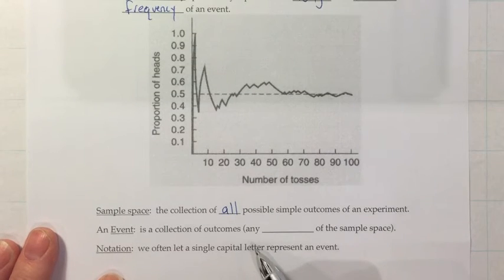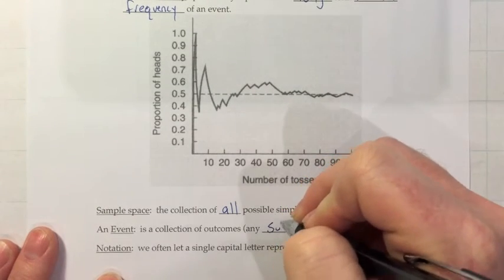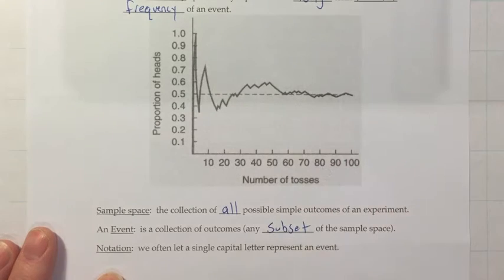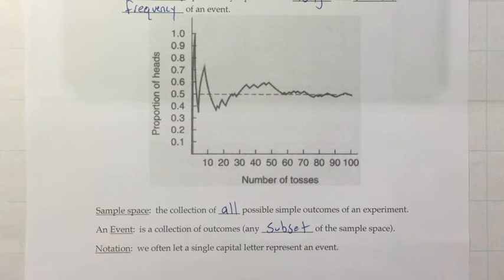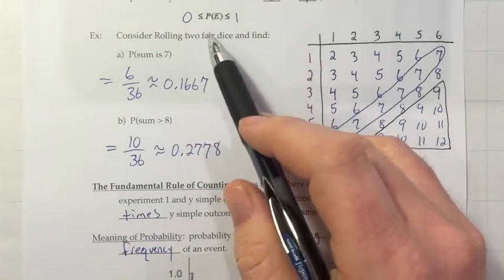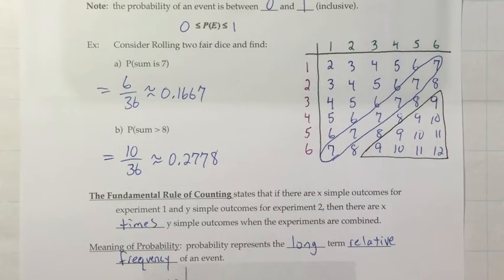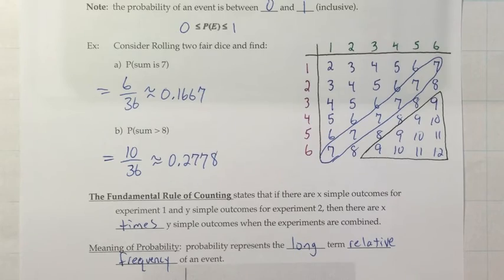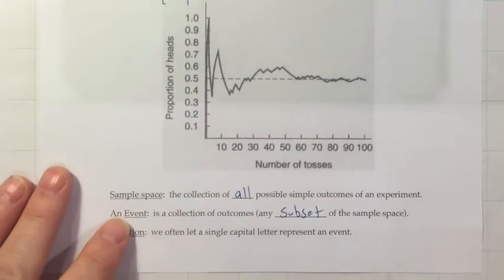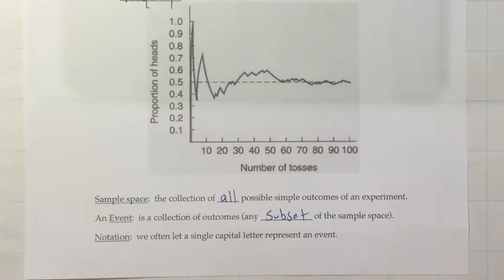An event is a collection of outcomes. That's any subset of that sample space. And we often let a single capital letter represent an event. So you saw that with the P of E here, and I did P of W when we were talking about marbles from the jar. So those are things that happen as well.